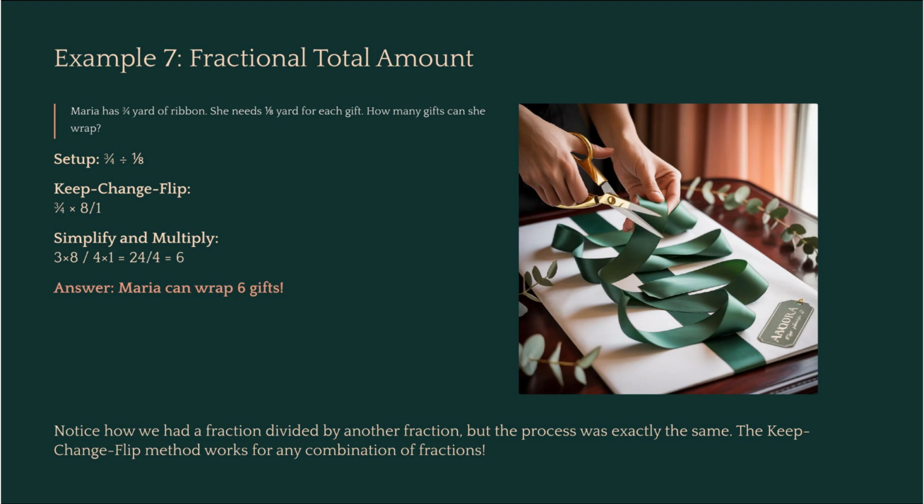Using keep change flip, we get 3/4 multiplied by 8 over 1. We can simplify the 4 and 8 by dividing both by 4. This leaves us with 3 times 2 in the numerator, which equals 6. She can wrap 6 gifts. This means the total amount, 3/4 yard, contained exactly 6 1/8 yard pieces.